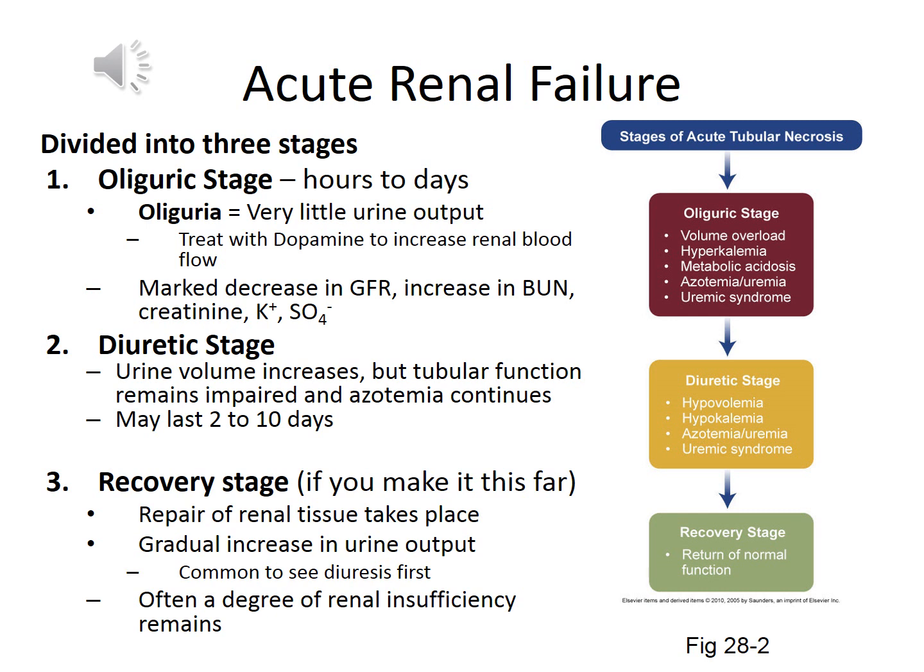Okay, and so this is where we have very little urine output. So if you've got a patient that has that, you want to start increasing blood flow, particularly if it's a pre-renal cause of acute renal failure. And again, remember the drug of choice in that case is dopamine, because we've got dopamine receptors in the renal vasculature, which leads to vasodilation. So in the oliguric stage, what we're going to see is a marked decrease in GFR.